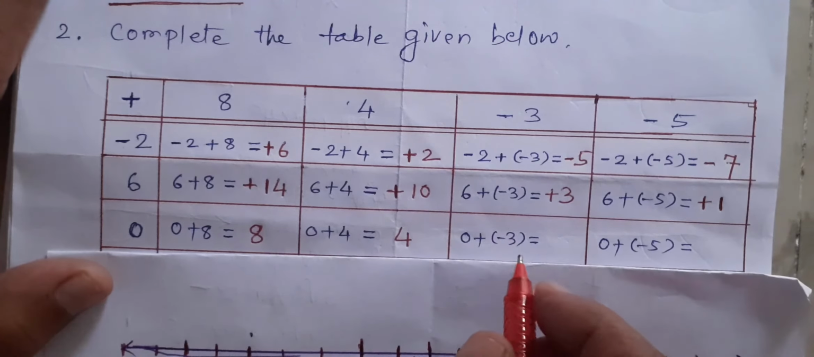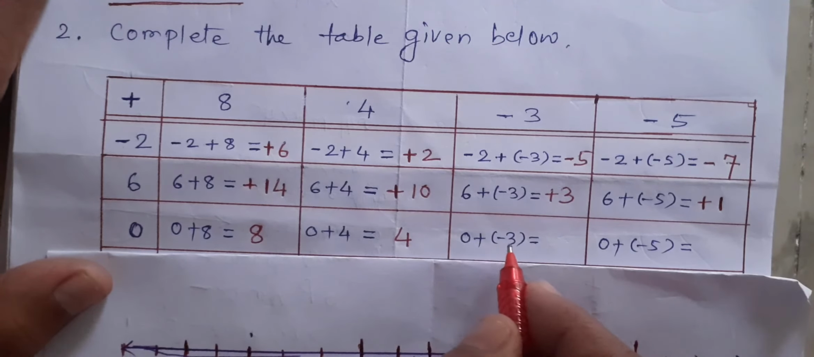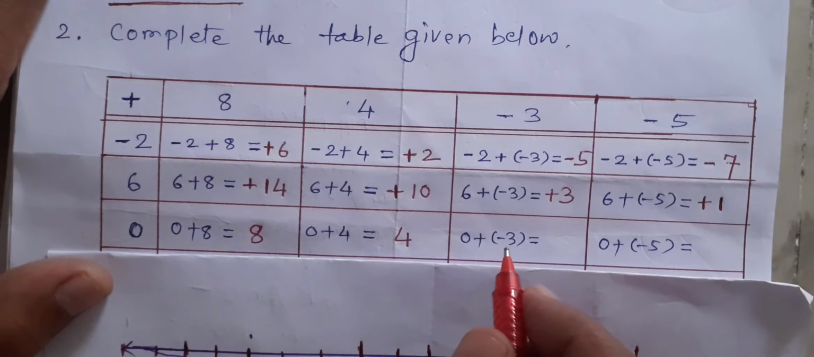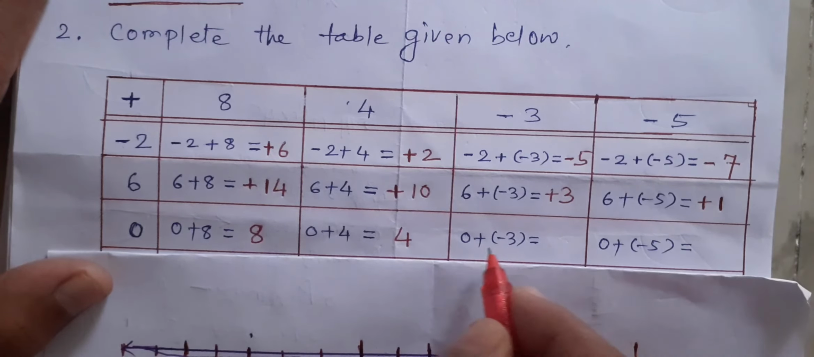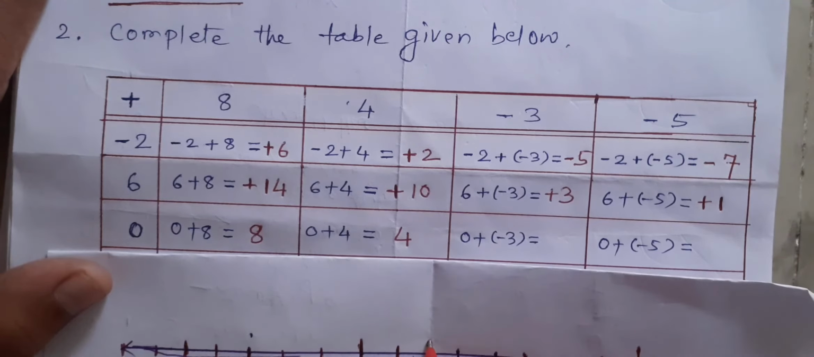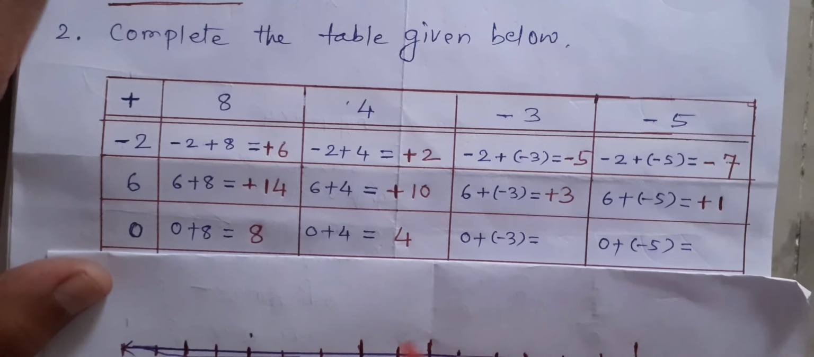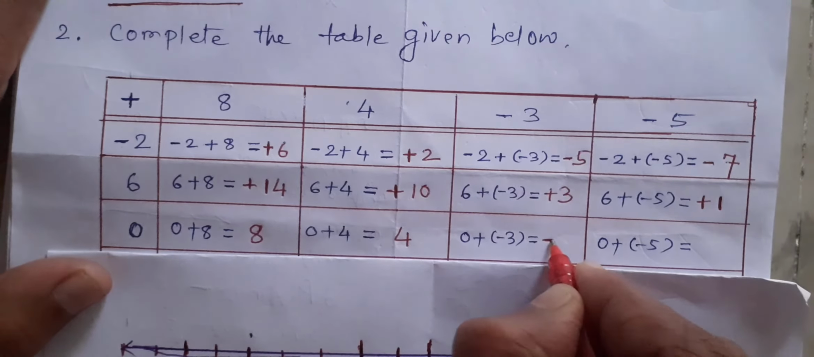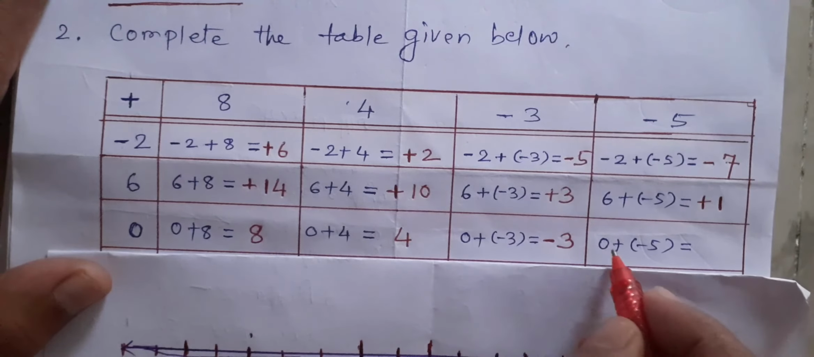We are adding 0 plus minus 3, but here the sign changes, okay? Suppose we are at 0 and we have to add minus 3. That means we have to move to the left hand side. So 1, 2, 3. What is the answer? Minus 3.